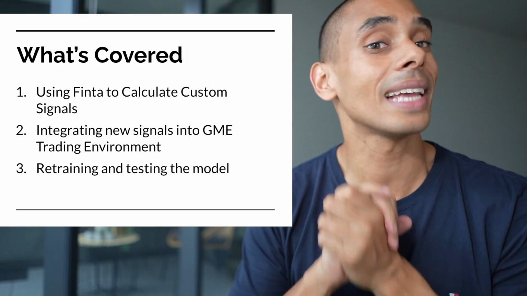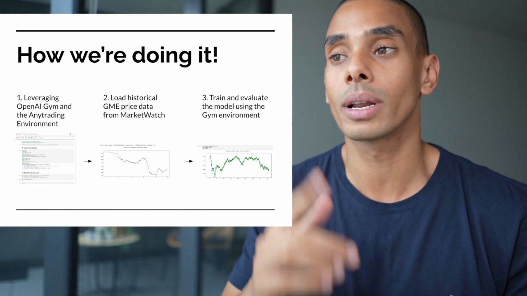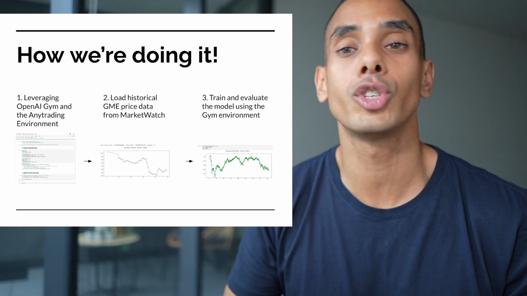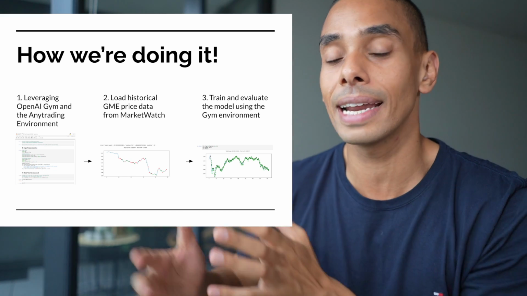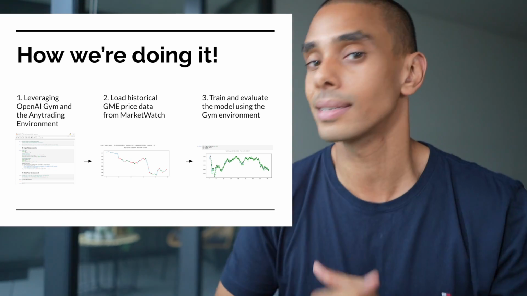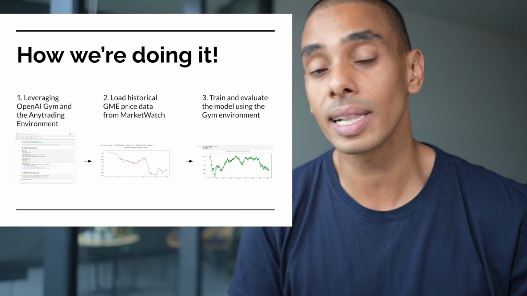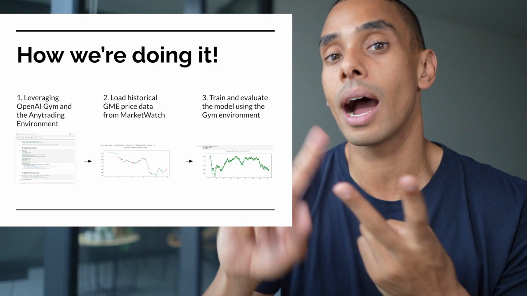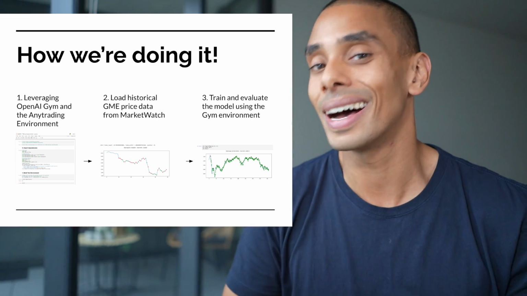So let's take a look at how this is all going to fit together. Again, really similar to what we did in part 1 of the video, we're going to be using OpenAI Gym and the Any trading environment to be able to work with our GME trading data. The core difference, however, is that we're going to apply our own custom overlay to this to be able to calculate our custom signals. Specifically, we're going to be calculating SMA, RSI, and OBV. So 3 additional technical indicators, which you were asking for in the comments.